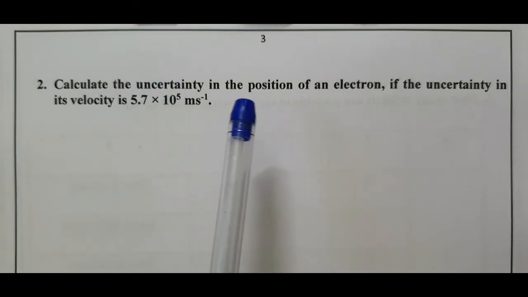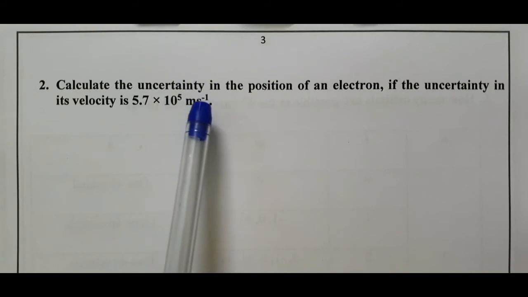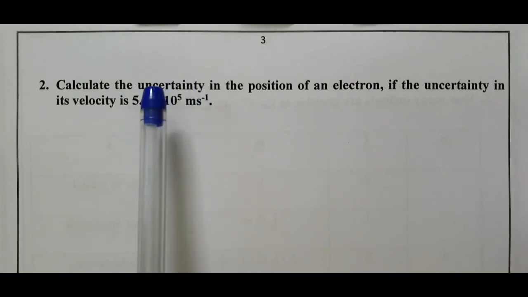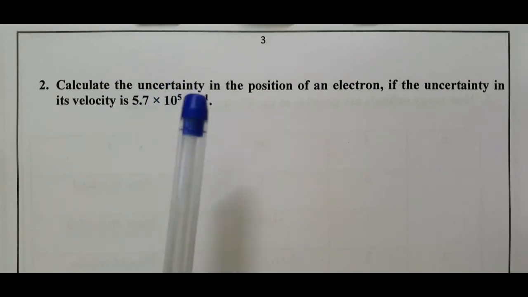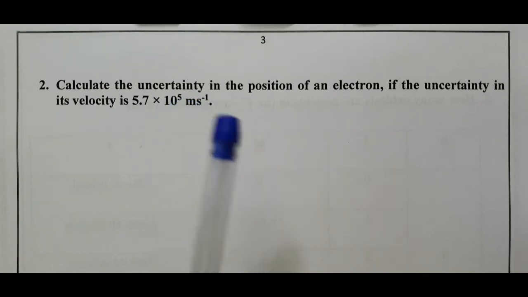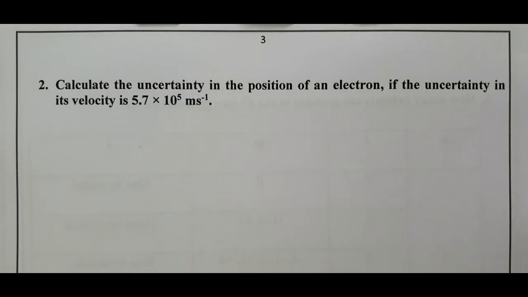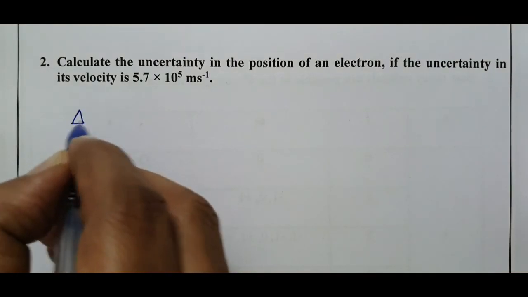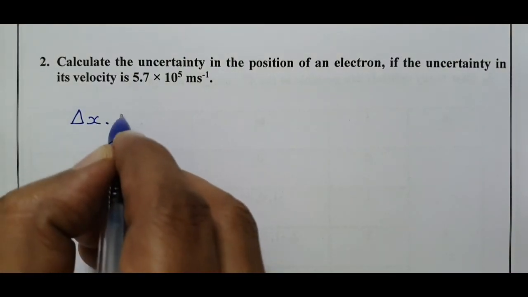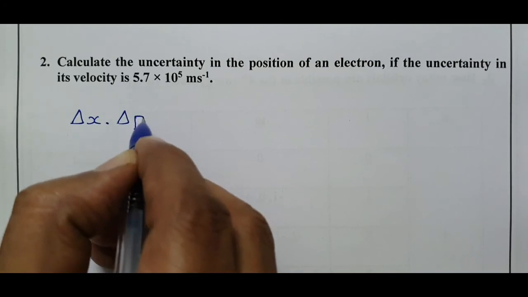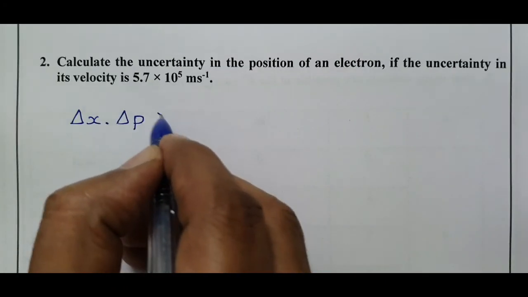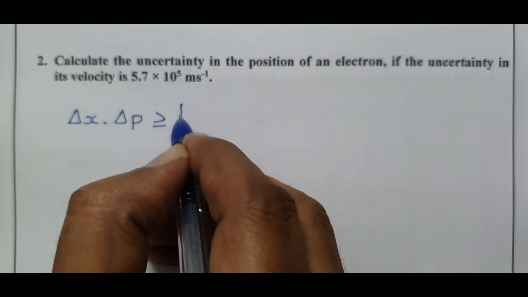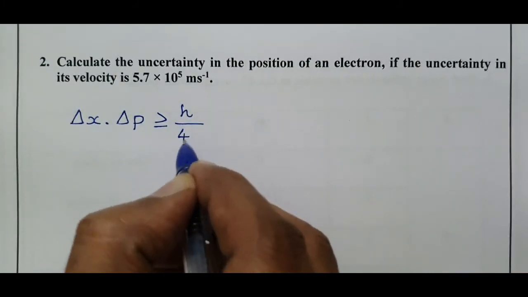What is the Heisenberg uncertainty principle? It is impossible to accurately determine both the position and the momentum of a microscopic particle simultaneously. The mathematical form of the Heisenberg uncertainty principle is delta x, uncertainty in position, into delta p, uncertainty in momentum, is greater than or equal to h by 4 pi.